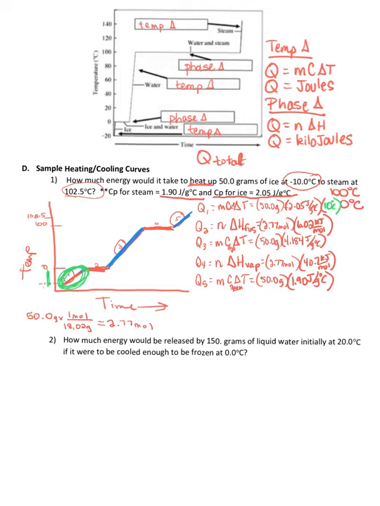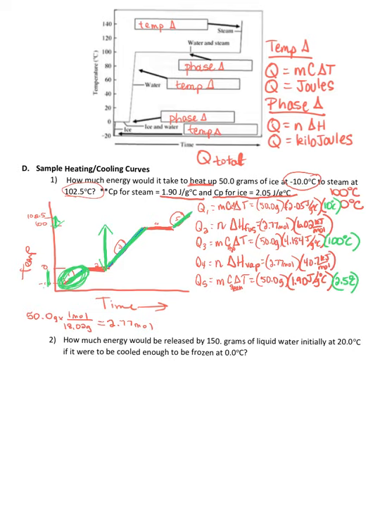In Q3, what's that delta T? From 0 to 100. That's a delta T of 100 degrees Celsius. And finally, in Q5, what's this? From 100 to 102.5, that's just a temperature change of 2.5. So you have to break down the temperature changes of just each individual slope area. You cannot do the overall temperature change.